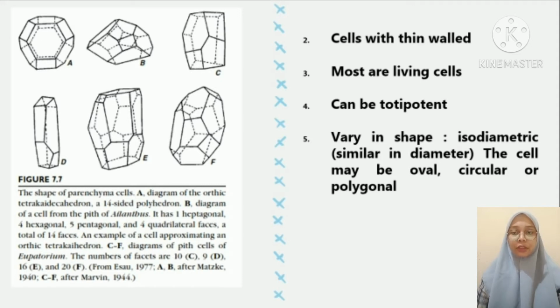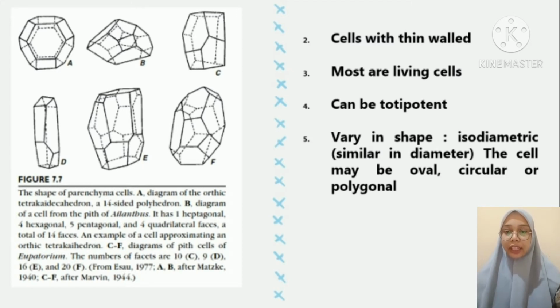Fourth, can be totipotent. Totipotent is the ability of a cell to multiply itself in all possible developments. Fifth, vary in shape. Isodiametric, similar in diameter, the cell may be oval, circular, or polygonal. As you can see in the picture, that is the shape of parenchyma cells.